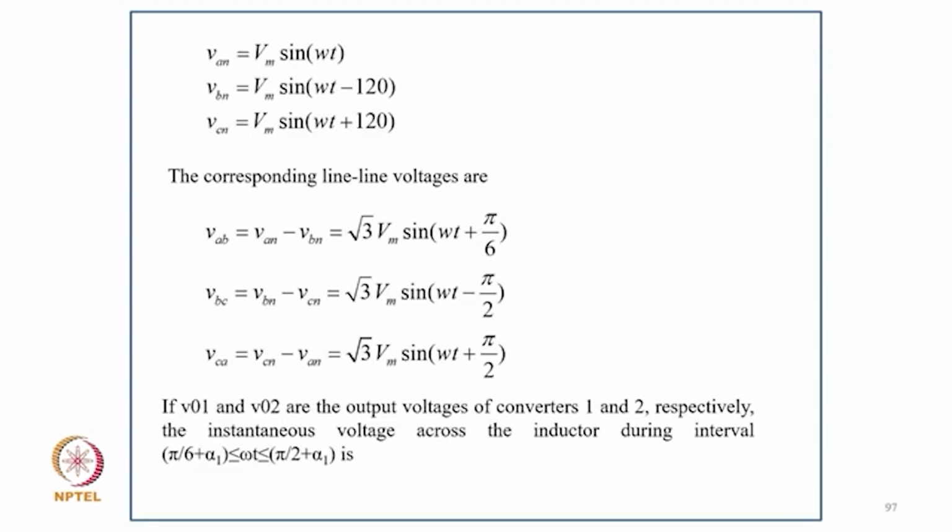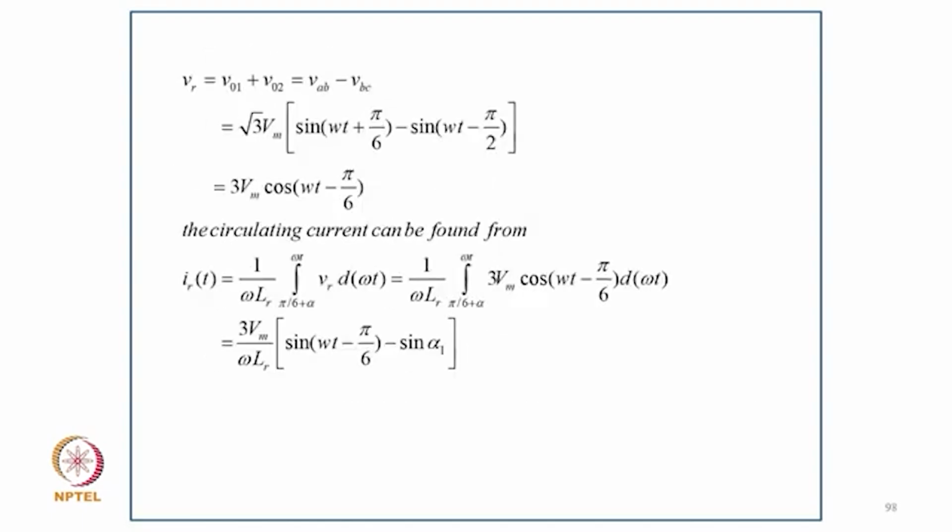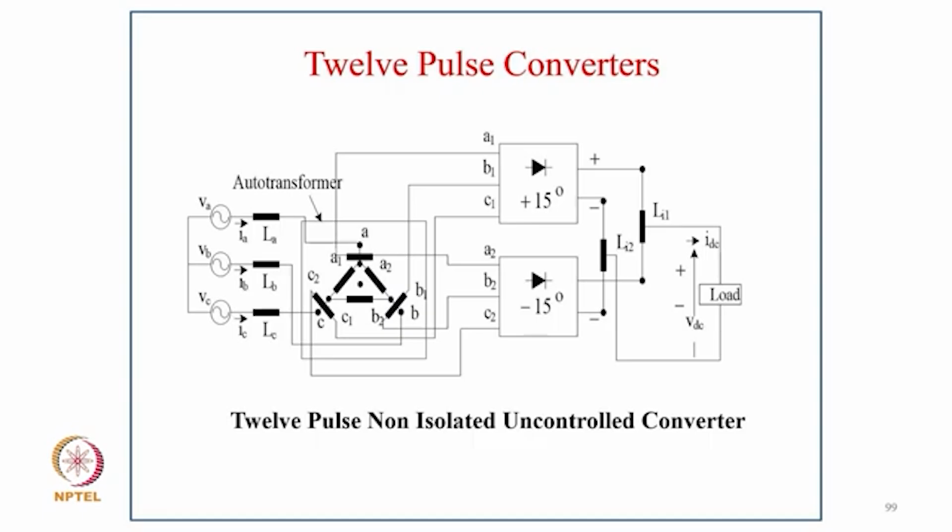If VO1 and VO2 are the output voltages of converters 1 and 2 respectively, the instantaneous voltage across the inductor in the interval pi by 6 plus alpha to pi by 2 plus alpha is VR equal to VO1 plus VO2, that is VAB minus VBC equal to root 3 Vm in bracket sin omega t plus pi by 6 minus sin omega t minus pi by 2, that becomes 3 Vm cos omega t minus pi by 6, and circulating current can be found out, IR equal to 1 upon omega Lr integral pi by 6 plus alpha to omega t, VR d omega t, and that becomes 3 Vm upon omega Lr in bracket sin omega t minus pi by 6 minus sin alpha.